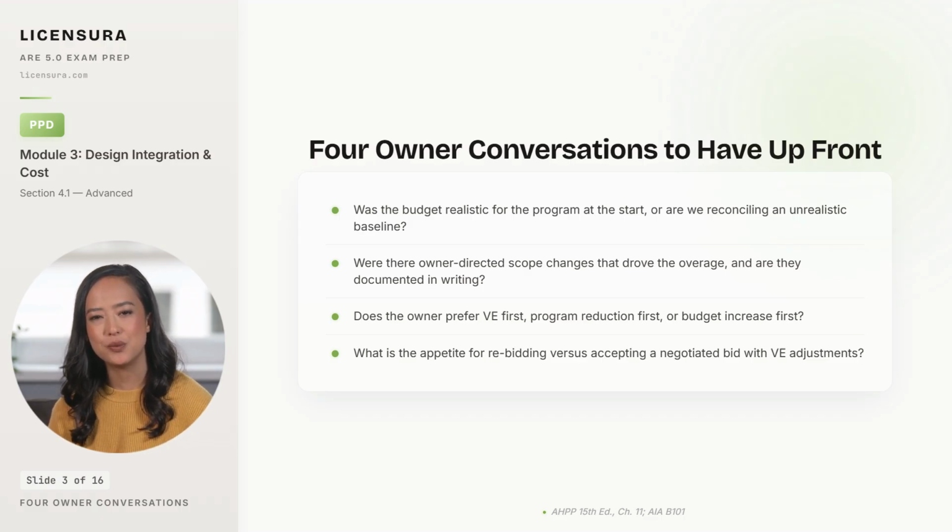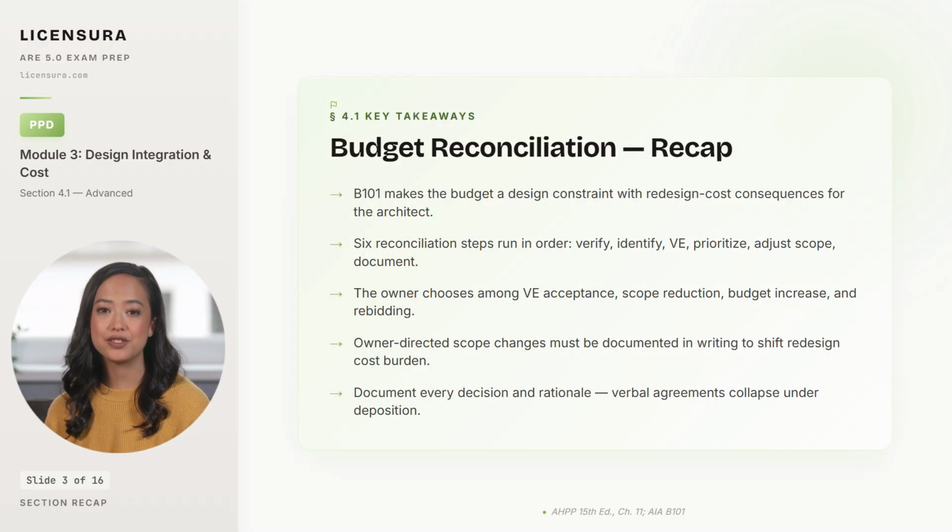Five takeaways tighten the way you handle the next over-budget conversation. Five takeaways from the reconciliation playbook. B101 makes the budget a binding design constraint and shifts the cost of post-bid redesign onto the architect unless owner-directed scope change is the documented cause. Six steps run the conversation in order. Verify the estimate, identify the gap, evaluate value engineering options, prioritize with the owner, adjust scope if needed, and document every decision. And skipping any of them invites trouble.